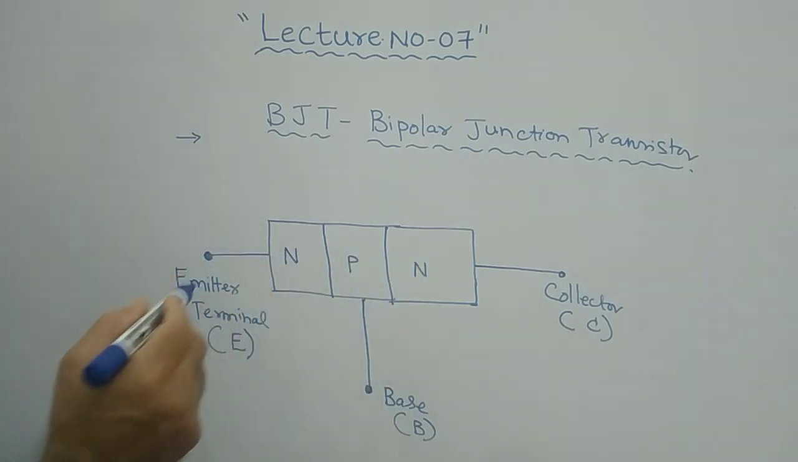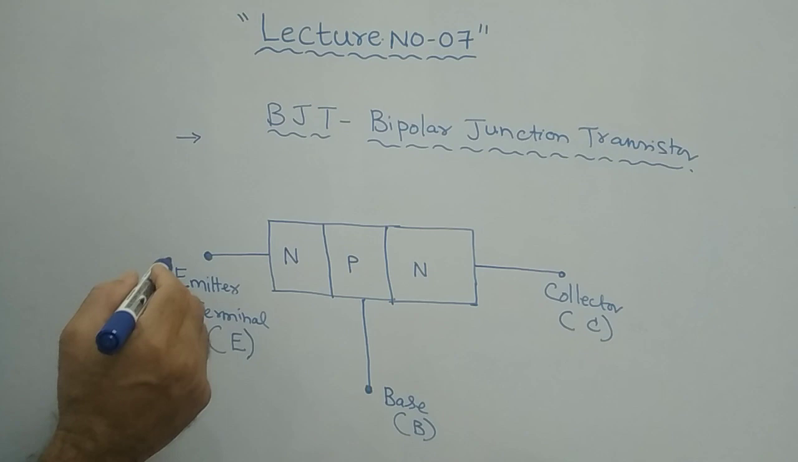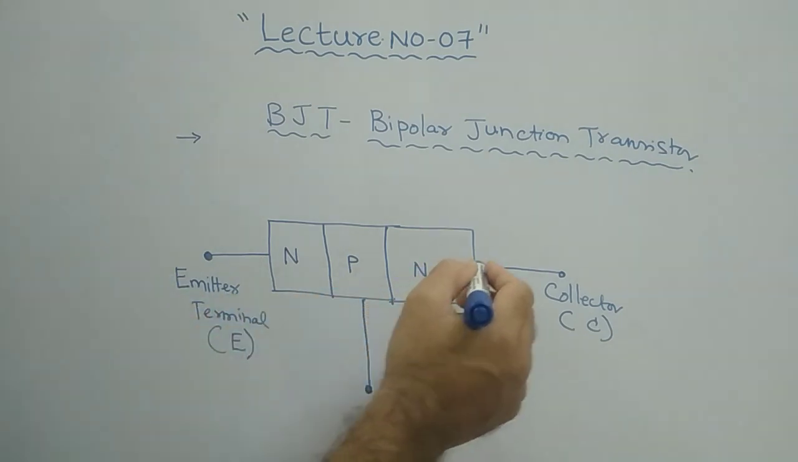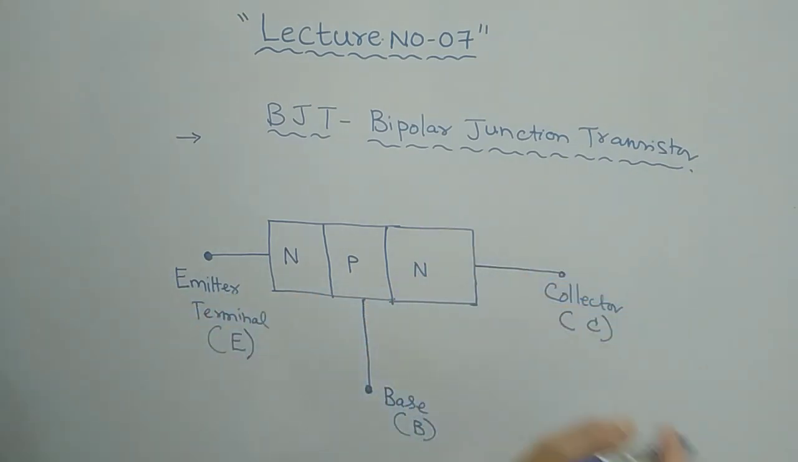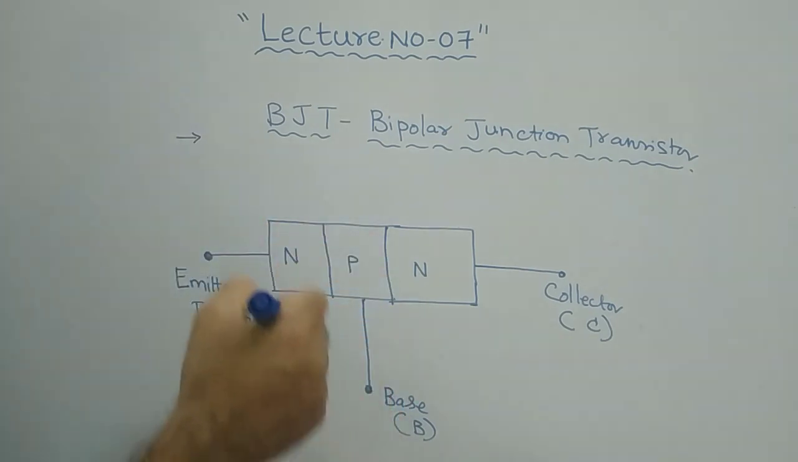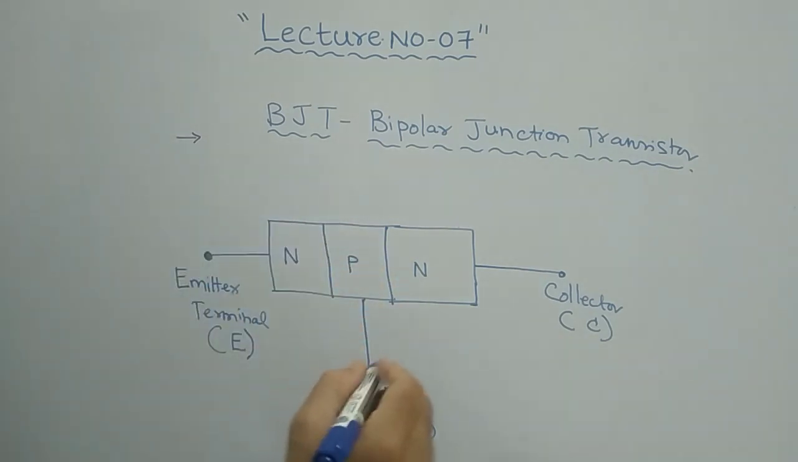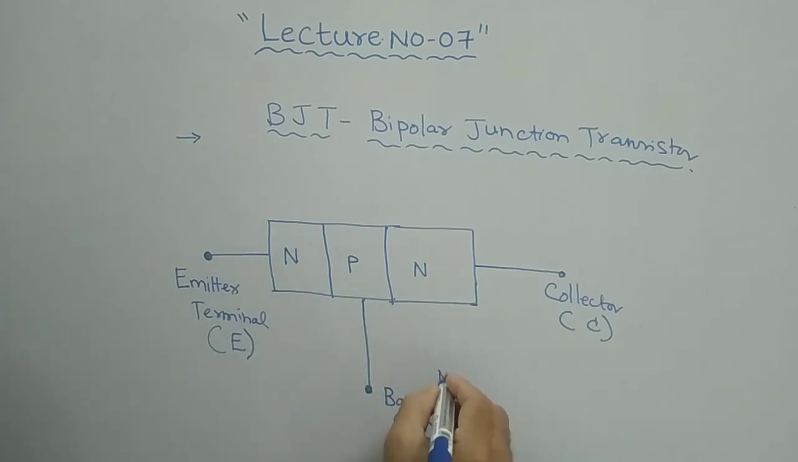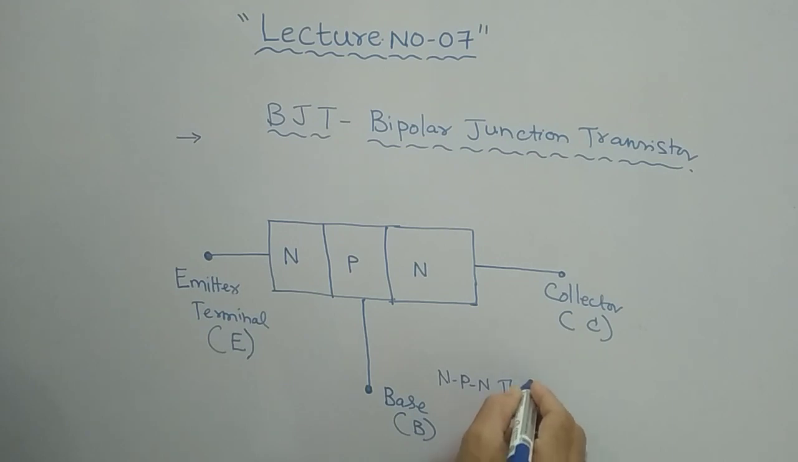From this left side, this terminal is called the emitter terminal, the right side terminal is called the collector terminal, and the middle one is called the base terminal. This is the physical representation of an NPN transistor. It is called an NPN transistor. Normally I can write T by R for transistor. This is the physical representation.